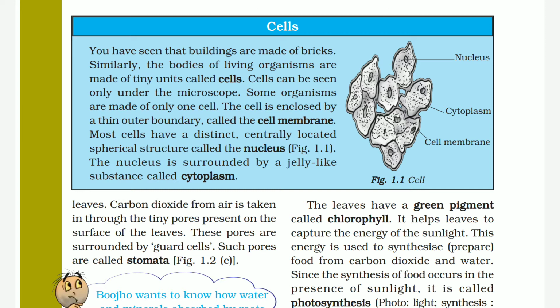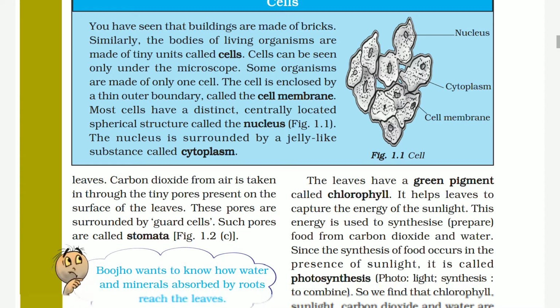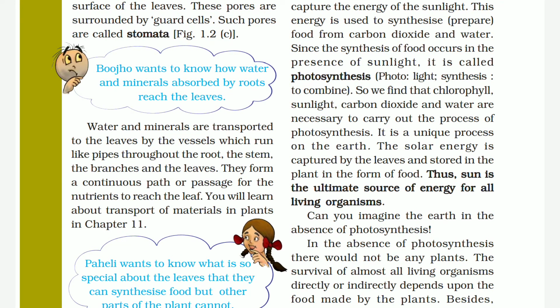Here another term, cell, is given, right? What is a cell? It's a small living unit, a tiny unit called a cell. Under the microscope, if you look, you can find the nucleus, the central and main part of the cell, and the cytoplasm, which is a kind of liquid within the cell, and the cell membrane, which is the boundary or layer of the cell. Now let's move further.